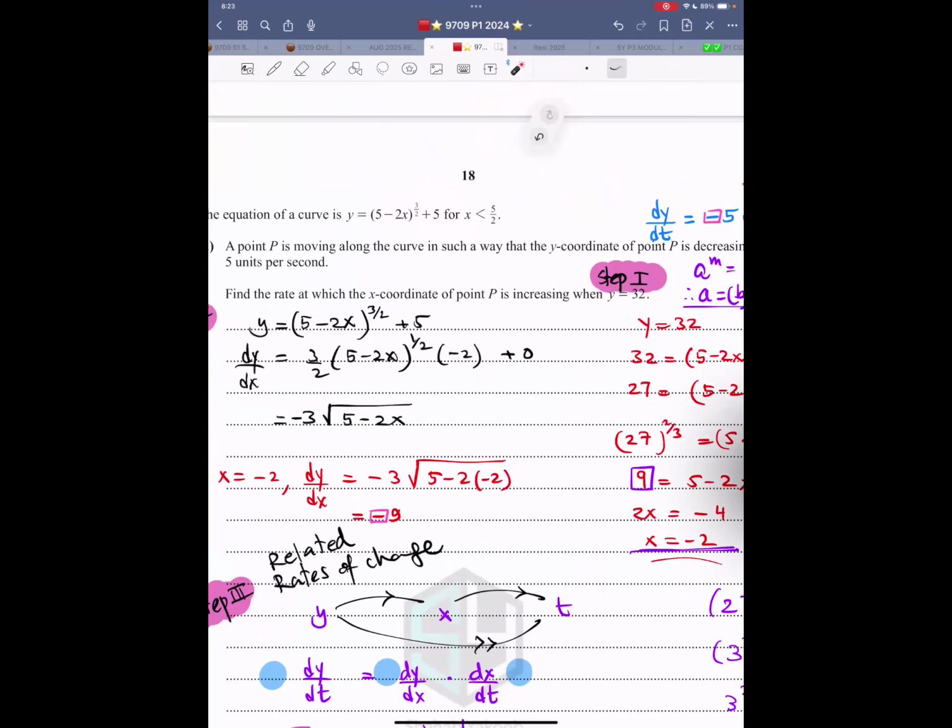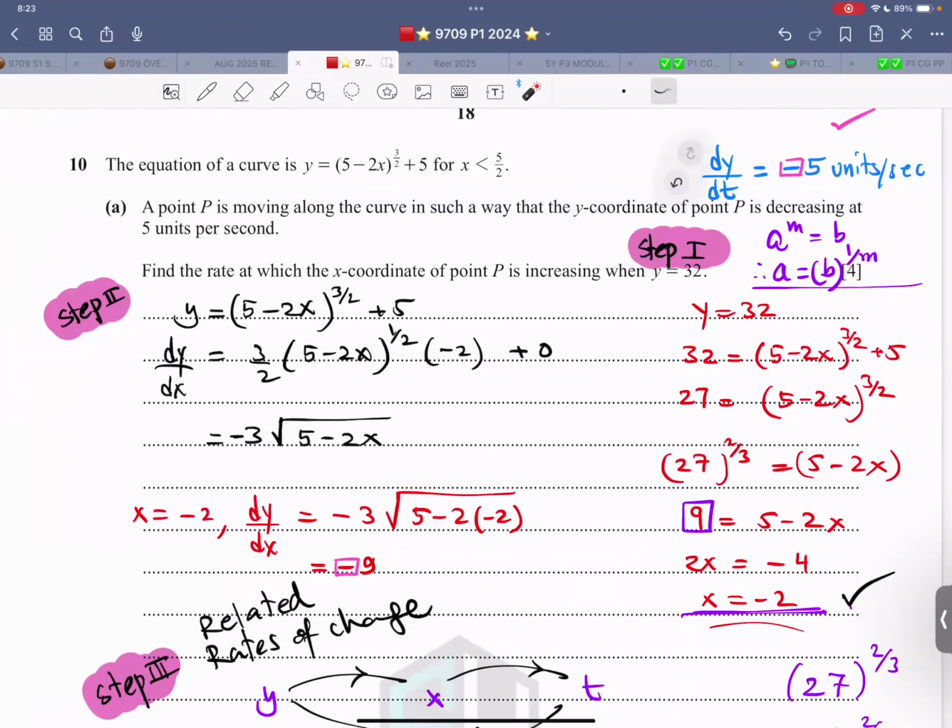So now over here, we have this thing. If a raised to power of m equals b, therefore a is b raised to power of 1 over m. You raise the other side to the reciprocal power. This power is 3 over 2. So if I want to remove this, I raise it to the power of 2/3.